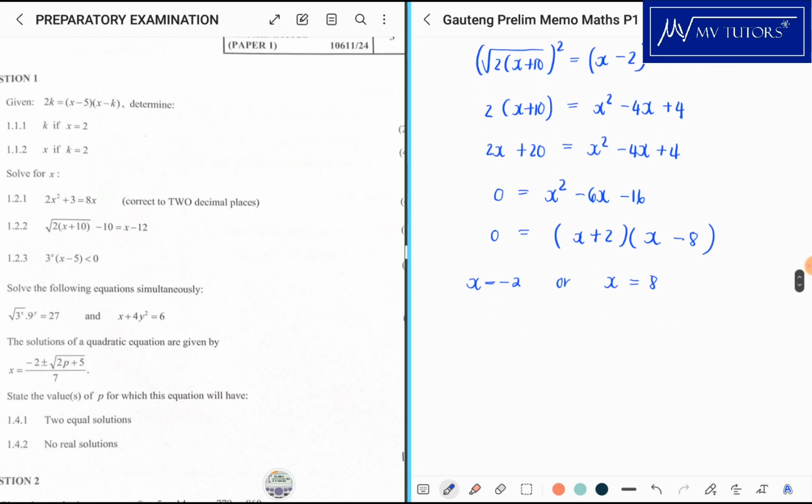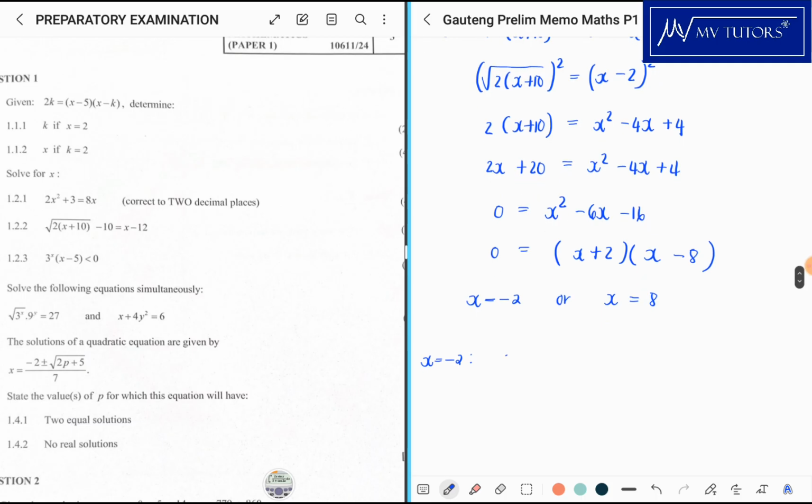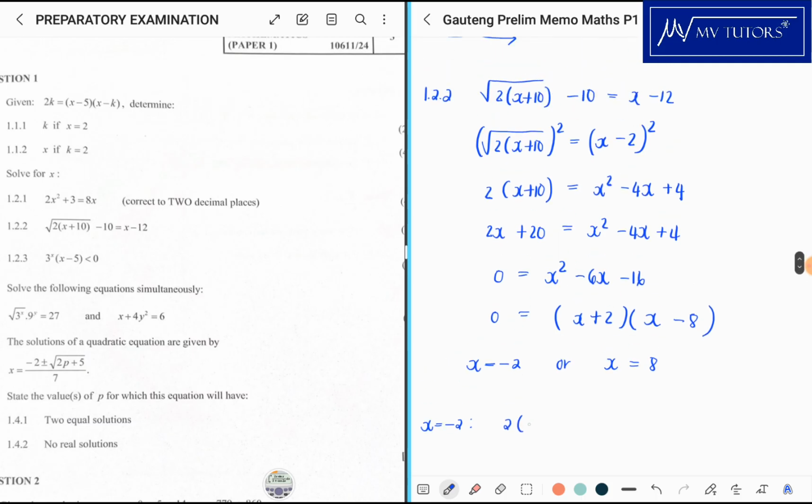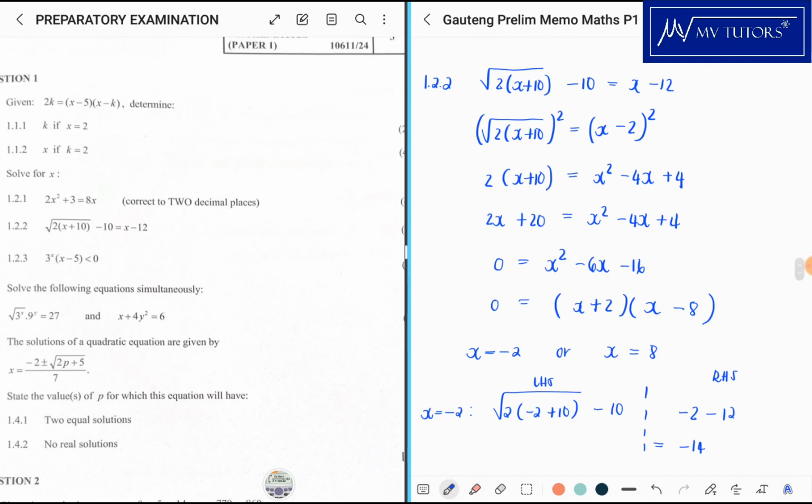But let me test the solution of negative 2. Whenever you have a square root somewhere, it's always best to check if the answers that we're getting actually do work. So if I have here 2 times negative 2 plus 10, and that's all under square root, minus 10. This is the left-hand side. And then on the other hand, I have the right-hand side. So I have minus 2 minus 12, which will give me minus 14.